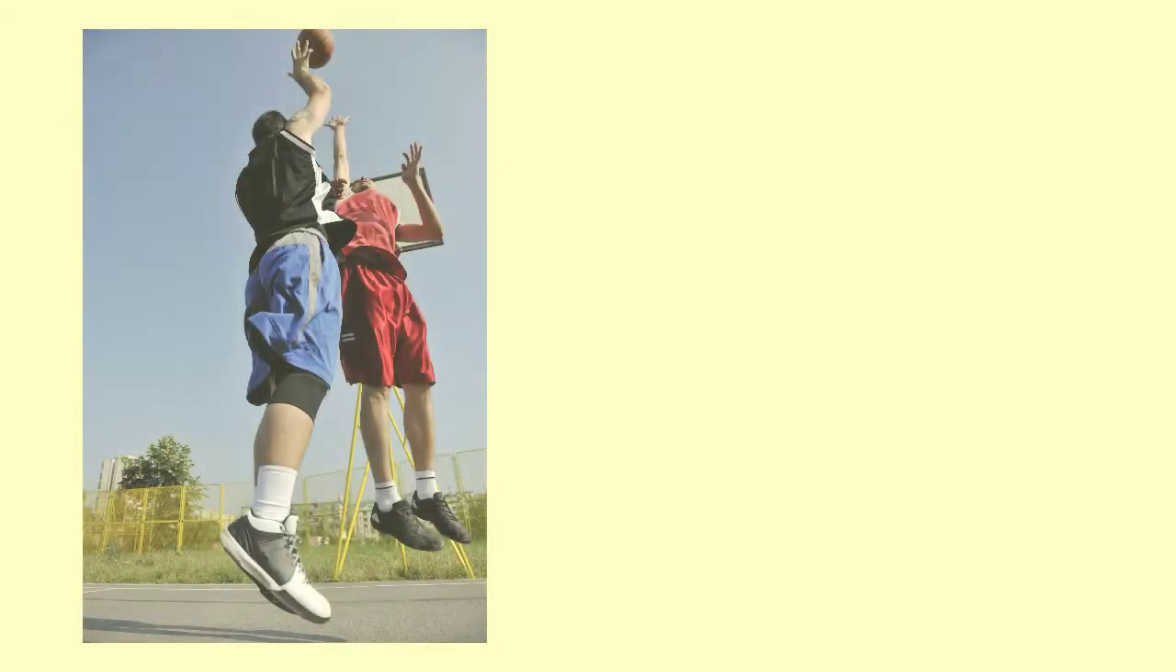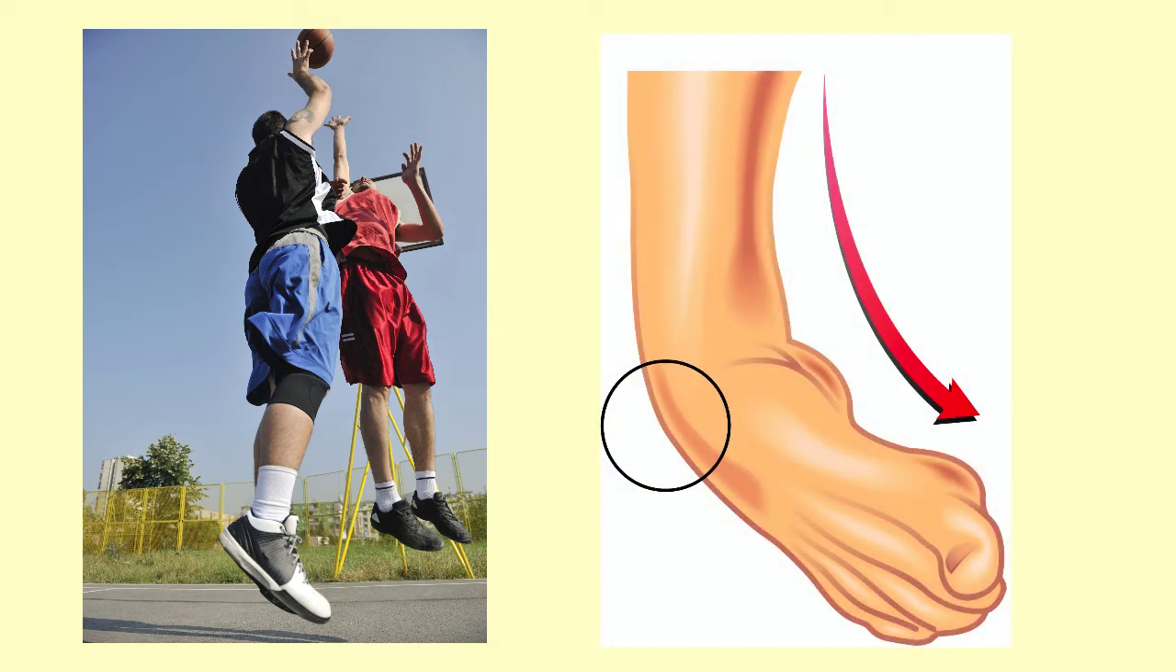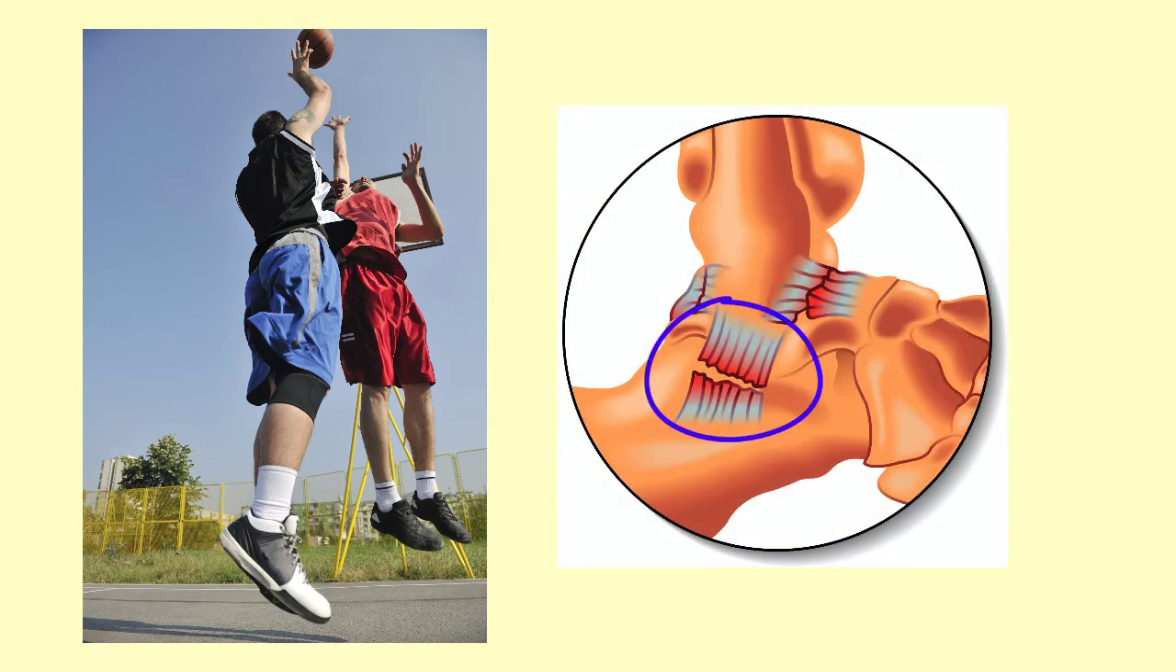For example, suppose someone jumps for a rebound under the basketball hoop and lands on a teammate's foot, rolling the foot and forcing excessive ankle joint inversion. This damages the lateral aspect of the joint capsule and causes an ankle sprain.